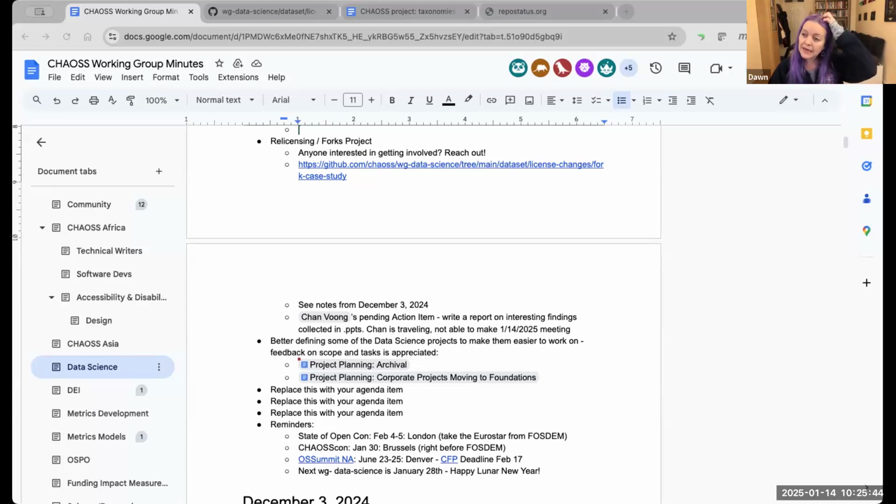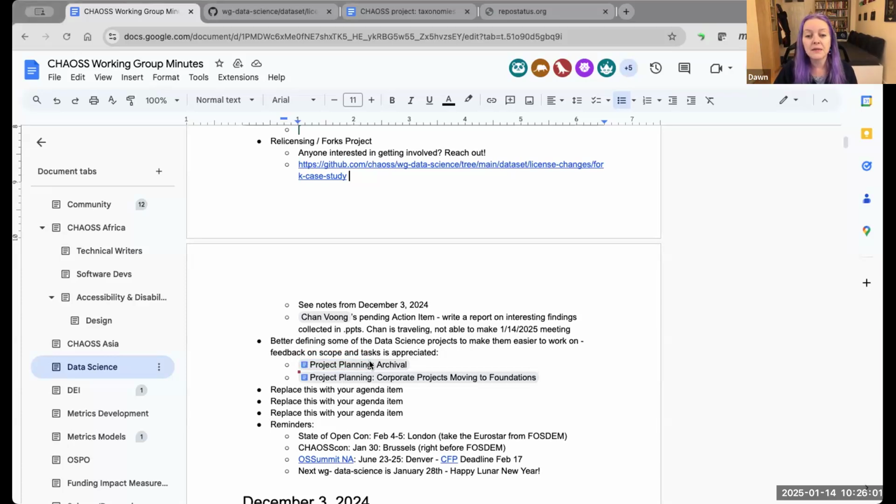So my idea is, and we haven't decided which one goes to which group, to give one of these projects to Kevin's data science students to work on and give the other one to the CHAOSS Africa researchers. And we can also start defining some of the other project ideas we have.